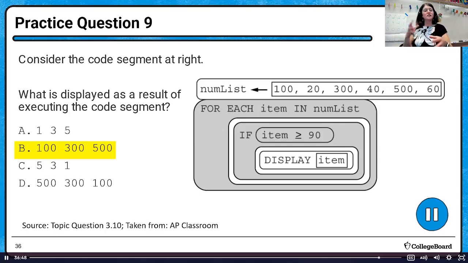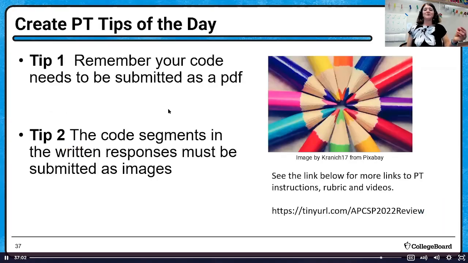So those for eaches, if you haven't seen those before, remember it just goes through every item in the list and checks. And in this case, we're going to check to see if the item is greater than or equal to 90. And if it is, we display it. All right, that wraps up our practice.